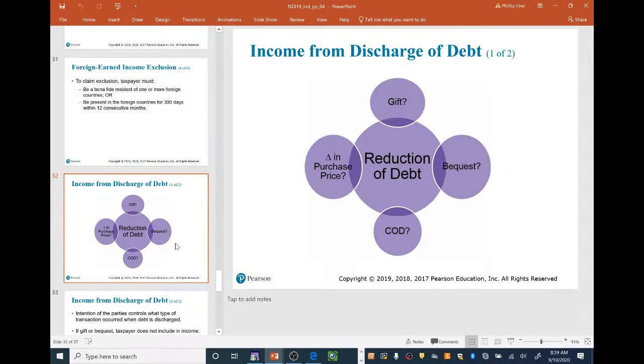So income from discharge of debt. Okay, what are the different types of income from discharge of debt? So we can receive a gift, a bequest, the COD, which is the cancellation of debt. Or the change in the purchase price. Now these are all different types of reductions of debt here.